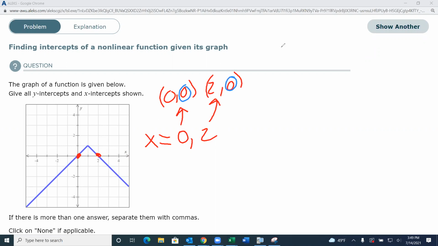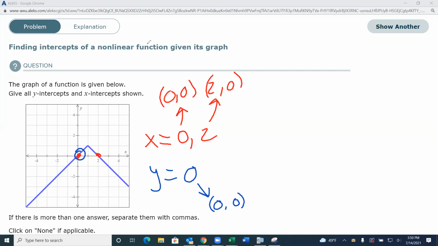Anytime you're on the x-axis, your y value is 0. You're at height 0. You're not up here at a positive height. You're not down here at a negative height. All righty then. So we've got that. So what about y-intercepts? Where does this thing hit the y-axis? Well, it hits it right there, which happens to coincide with one of the x-intercepts. Yeah, that happens occasionally. So that's at height 0. And like I said, maybe they want it written like that, but if I recall correctly, they don't in Alex.